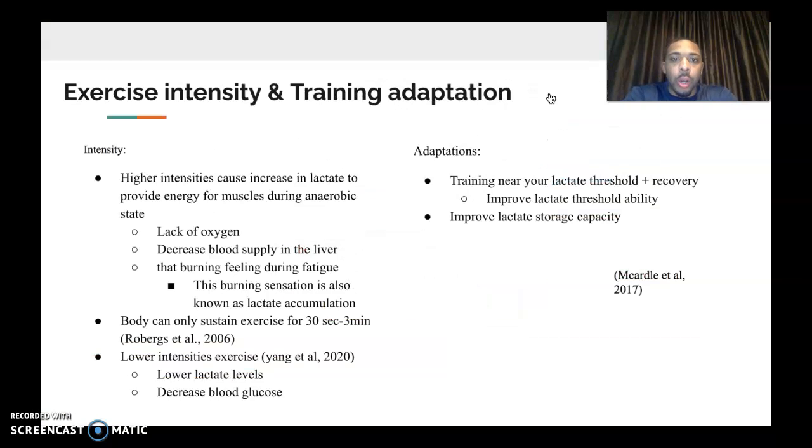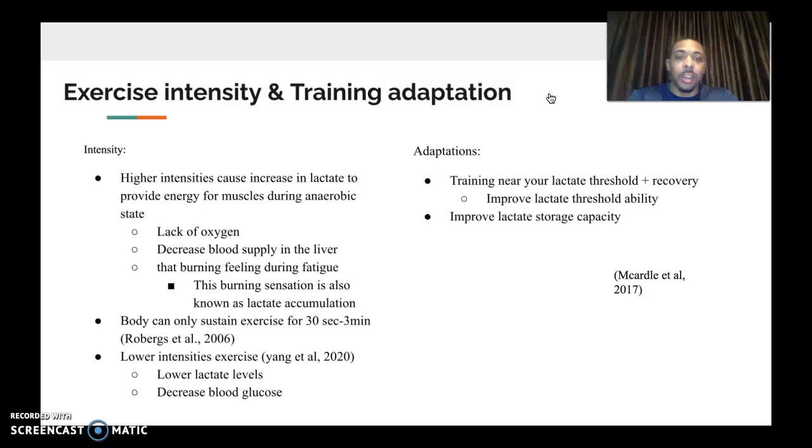So, how this intertwines with exercise intensity and training adaptations. Mainly when you are at high intensities, it increases the production of lactate because your body cannot get enough oxygen to go through the aerobic phase. So therefore, it goes through the anaerobic state in which the body produces lactate as a source of energy to sustain that high intensity workout.